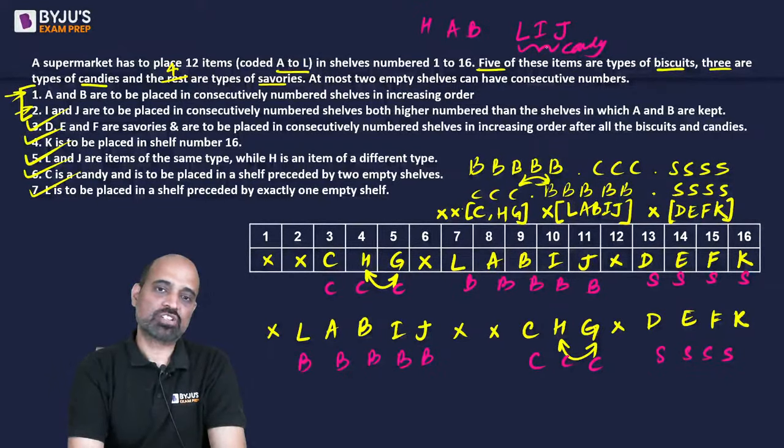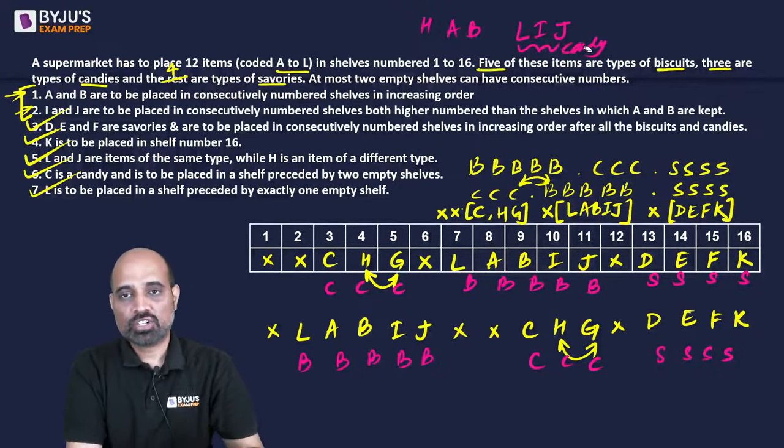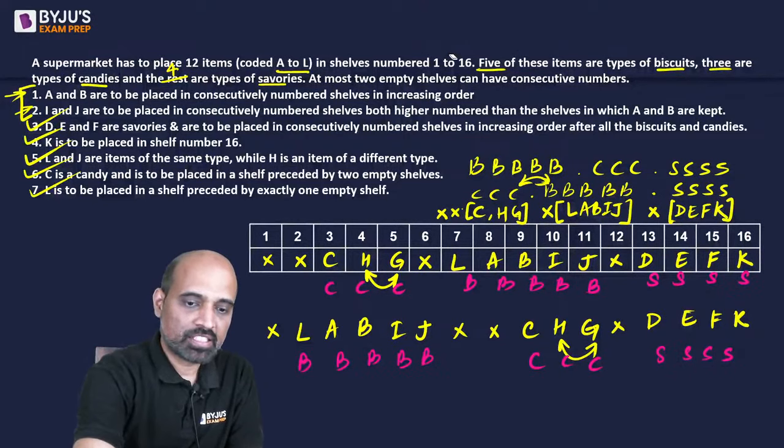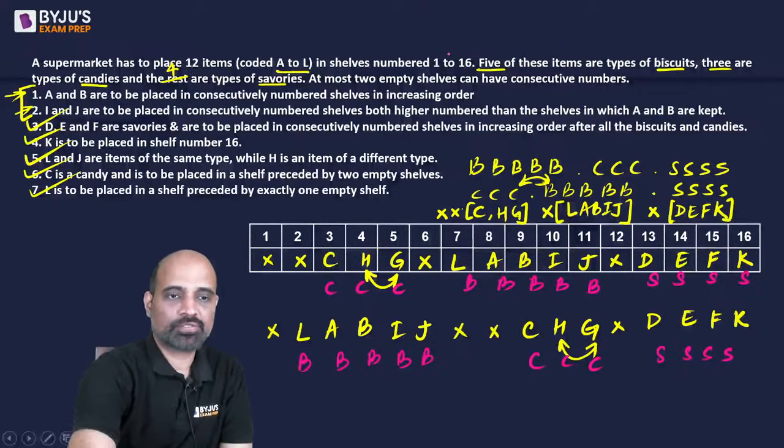Because C is a candy, so we will have 4 candies. It's given that there are 3 types of candies. So iska combination nahi ho sakta. Okay, any other possibility that can give us?